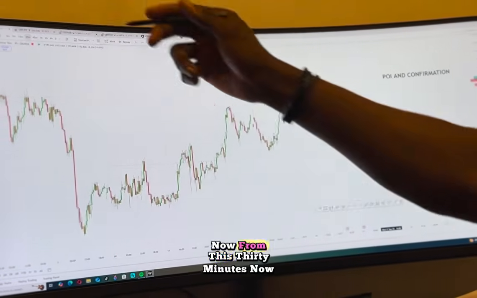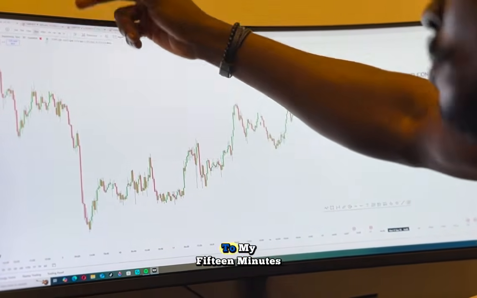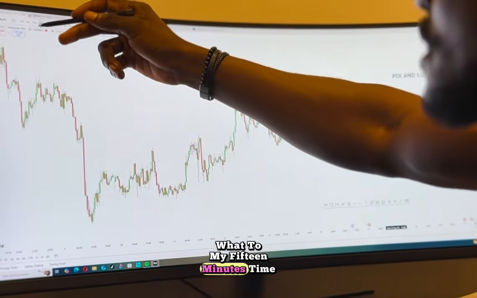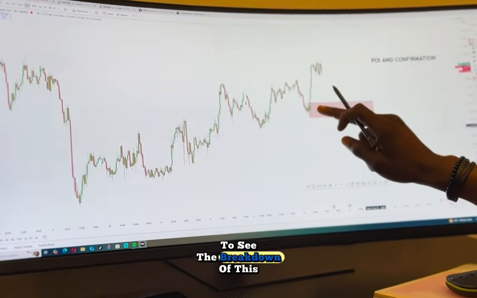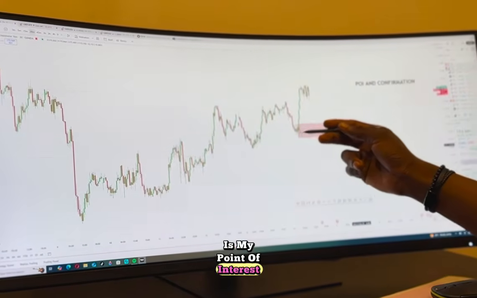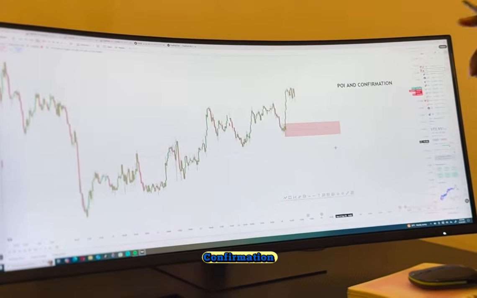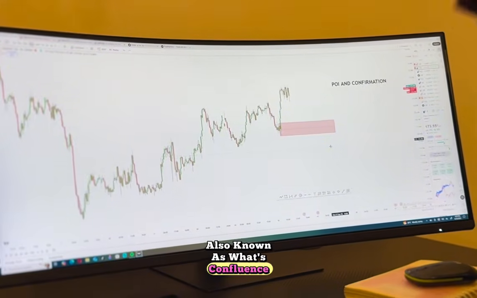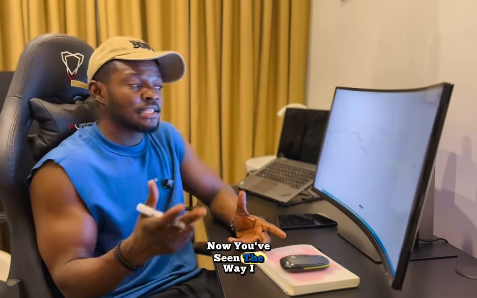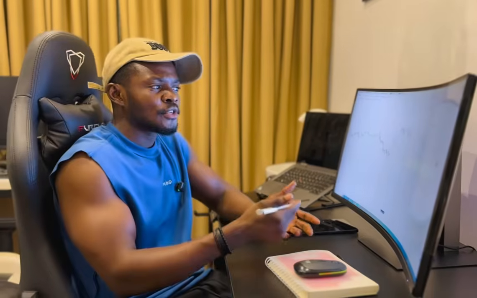Now, at the point now, from this 30 minutes now, I will decide to swipe down to my 15 minutes time frame to see the breakdown of this particular candlestick. Remember, this is my point of interest, and what I want to get now is my confirmation. Confirmation, also known as confluence. Now, you've seen the way I got my point of interest. Now we are going on confirmation.